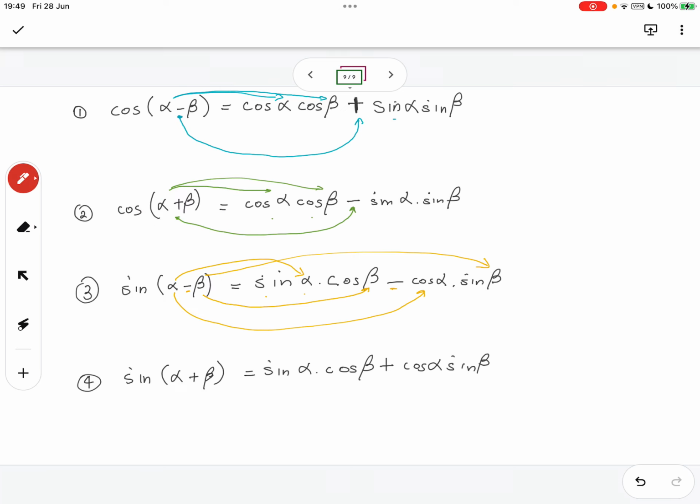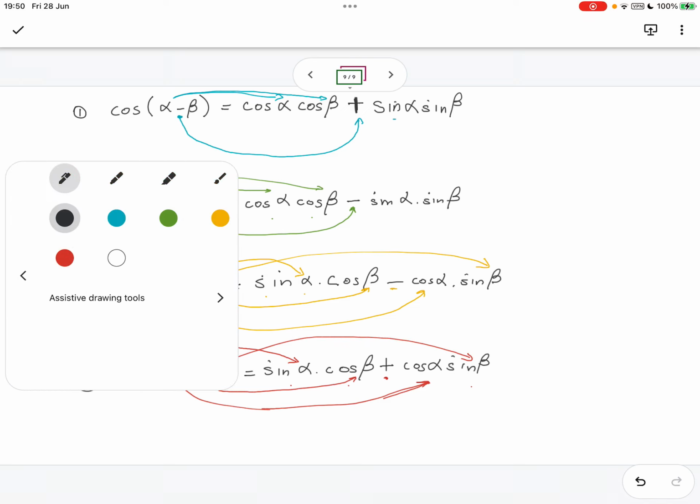And in the fourth one, the operation sign between the product of the two trig ratios is the same as between the compound angles, but the first pair of trig ratios is sine alpha and then cos beta, and then the alpha again goes with the cos in the second pair of trig ratios, and again the beta goes with the sine in the second pair.